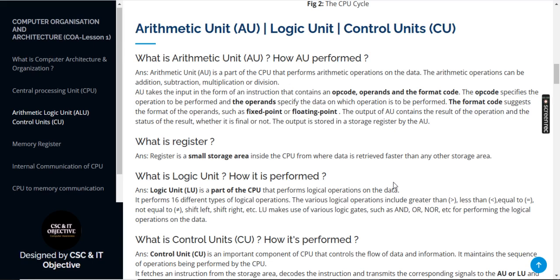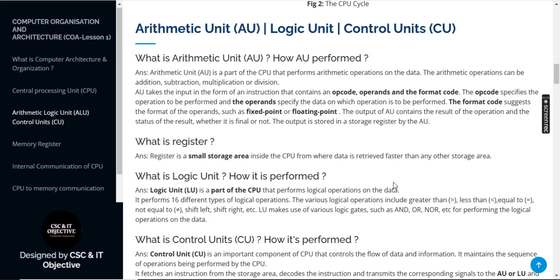What is a register? A register is a small storage area inside the CPU from where data is retrieved faster than from any other storage area. What is the logic unit and how does it perform?